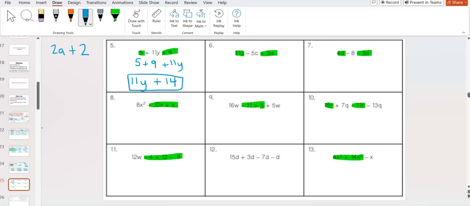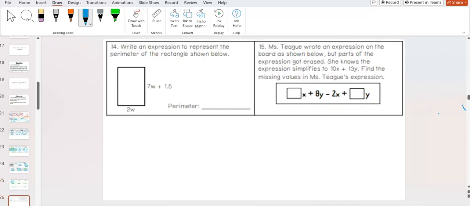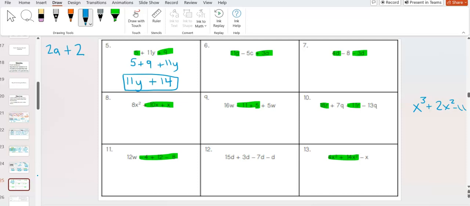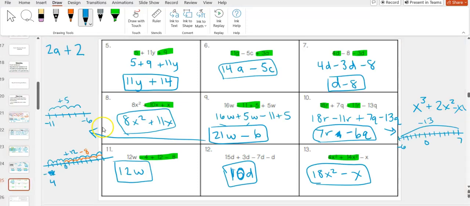If you have something with a hierarchy here with exponents, you always want to go with the higher exponent first and then the lower exponent, or single constant number, last. So here I'm definitely going to want to put these two together to get 18x squared minus x, and that's going to be the order that you put it in. All right, I'm going to finish these up and then you can join me again.